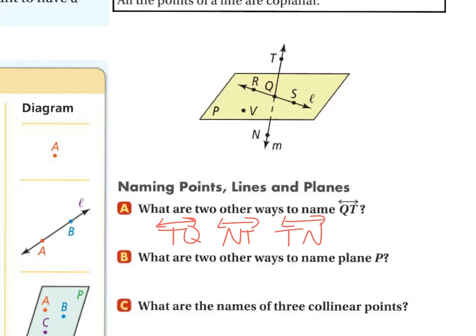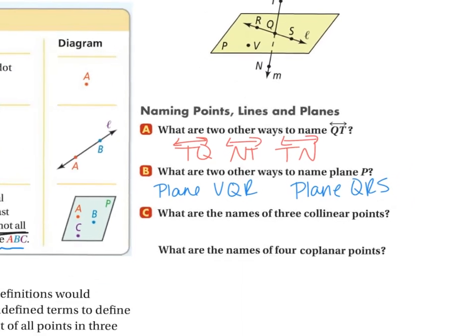So what are two other ways to name plane P? So plane P is that yellow parallelogram looking thing. Remember they said you can label it with 3 points that are on the plane that are not collinear, so not in a straight line. So you could say plane VQR. That would be one option. You can switch those letters around, it doesn't matter. And then it looks like I didn't use S, so let's say plane QRS, and you could switch those around. There's a bunch of different options on what you could have said there.